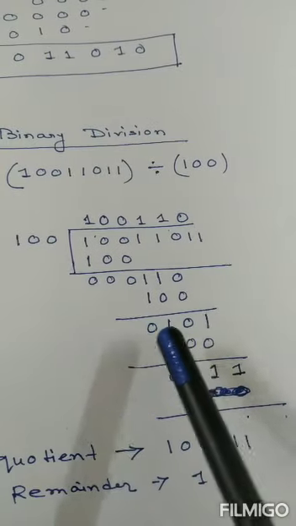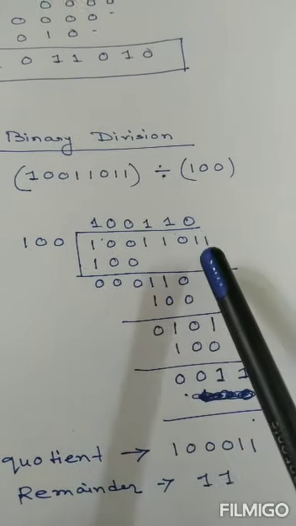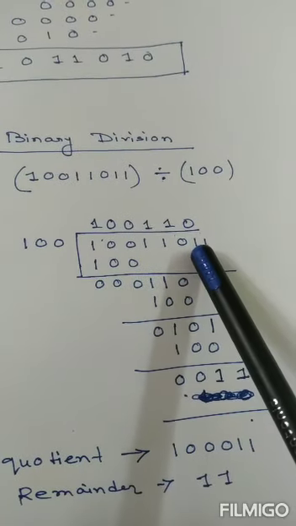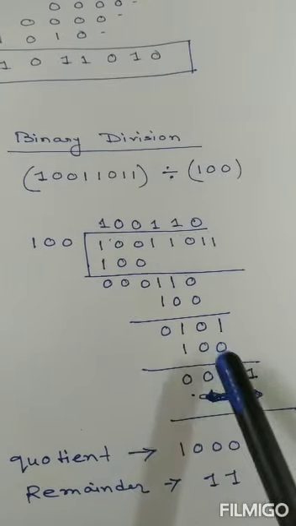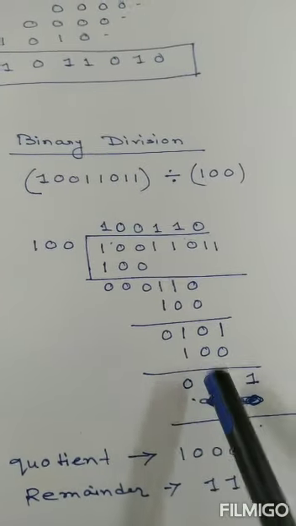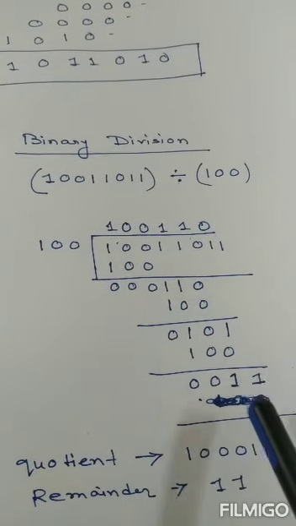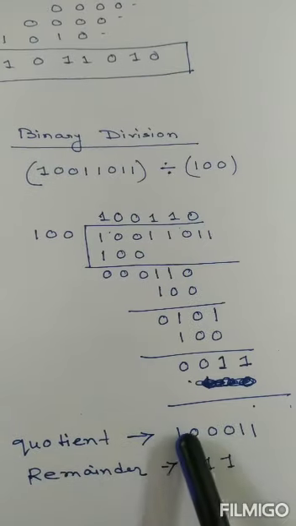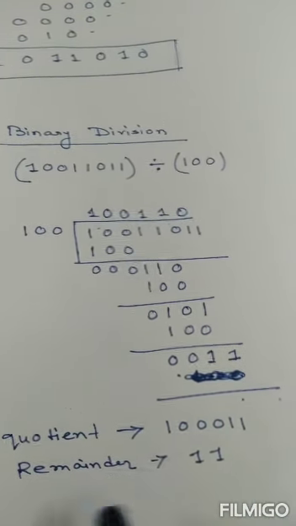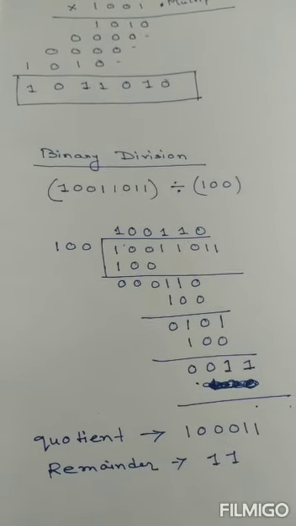Then subtract this number, you will get 0, 1, 0. Then take this 1 and again 1. So after subtraction you will get 100, and then take this 1 and write here 0. So the quotient is 100011 and remainder is 11. This is the binary division.